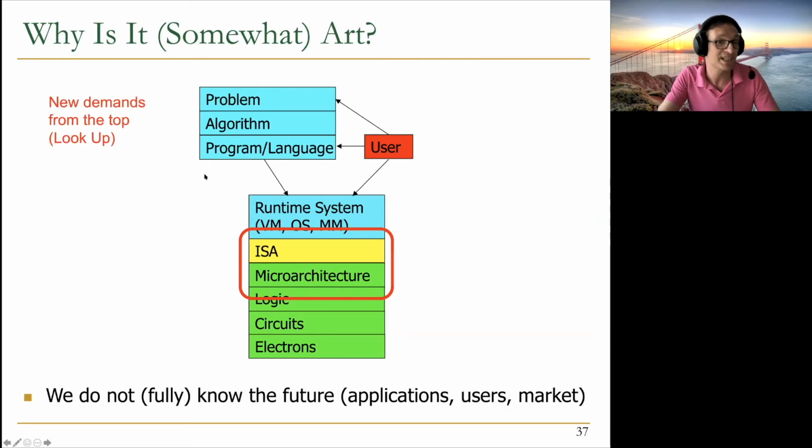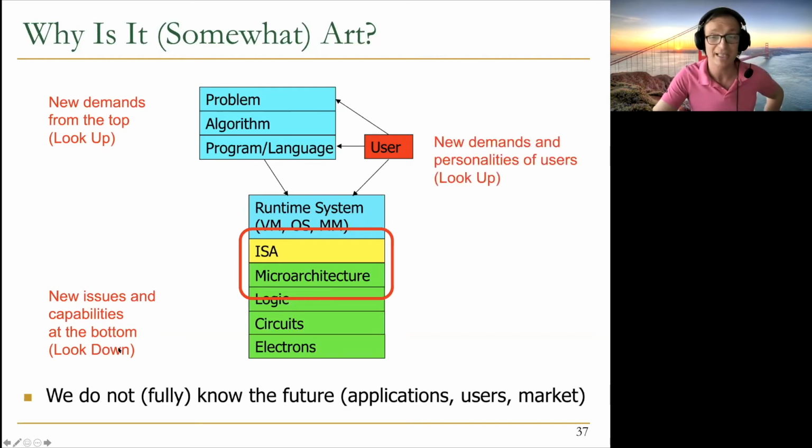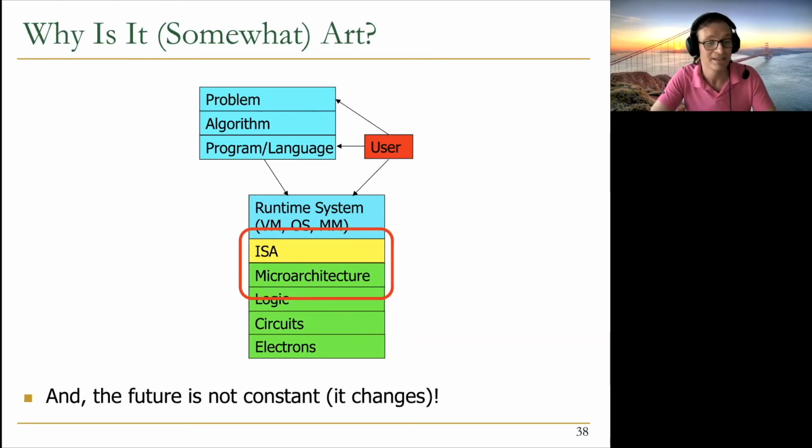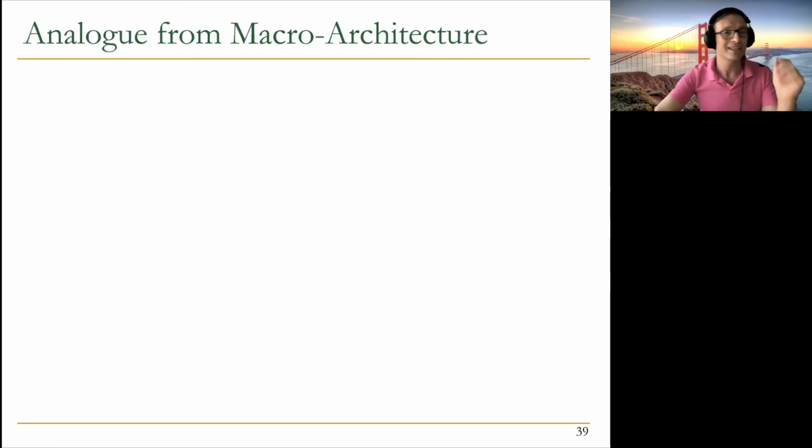Because things are changing at the top, problems are changing, there are new demands, there are new issues and capabilities at the logic, circuits, and electrons. If your architecture doesn't exploit them nicely, if your microarchitecture doesn't exploit them nicely, maybe they'll become obsolete quickly. There are new demands, users change a lot, actually, personalities change. In fact, the users of today are very different from the users of 20 years ago, for example. And the future is not constant as well, basically. It changes. And we already discussed all of these changing demands. Let me quickly give some analogs from macro architecture, and then we will take a break.